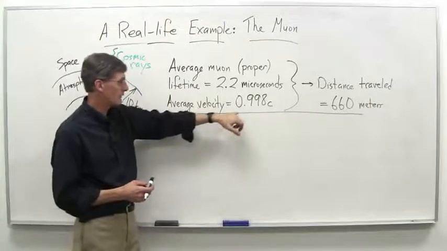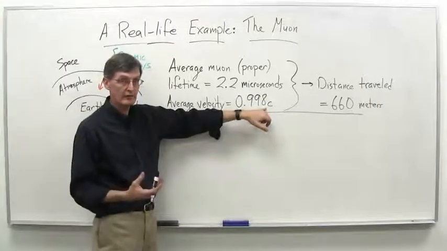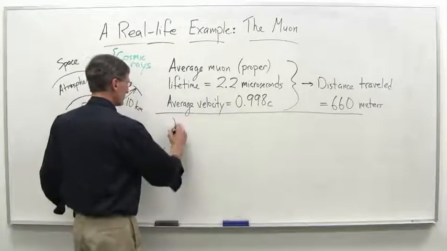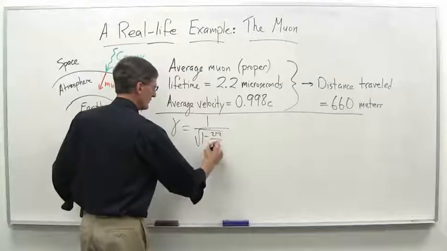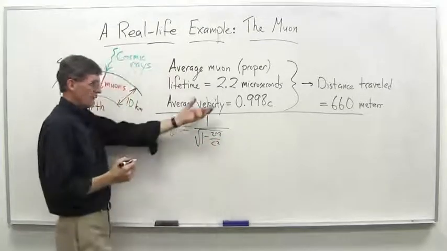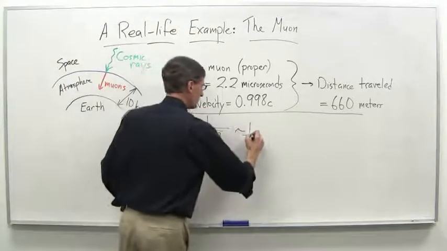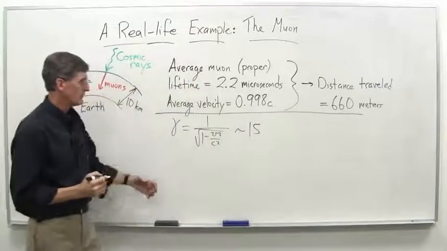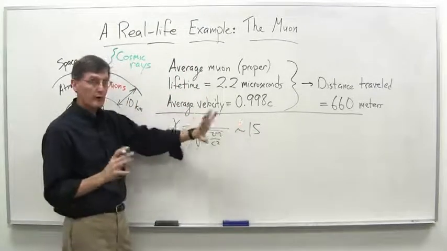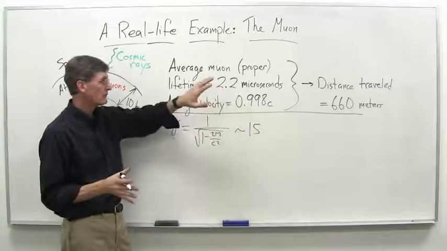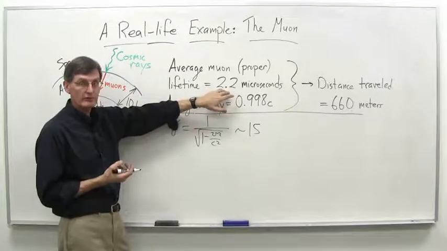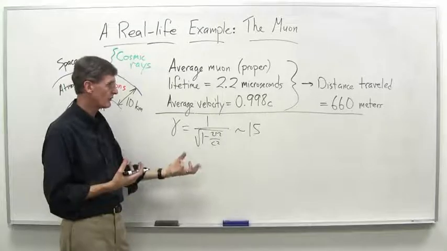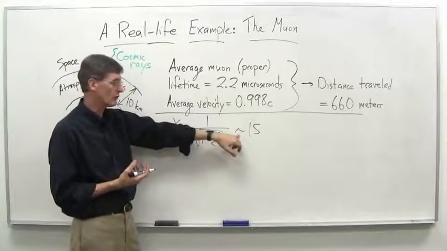Okay, and if you figure out what 0.998 c is in terms of gamma, our gamma factor, gamma being 1 over the square root of 1 minus v squared over c squared, with this velocity you'll get about 15, something like that, in that vicinity. So from our perspective, we will observe the muon's average lifetime increase because its clock will tick more slowly from our perspective as we observe it. In fact, it will tick 15 times more slowly.